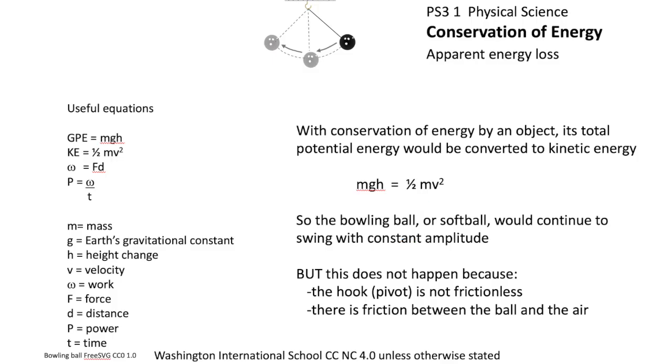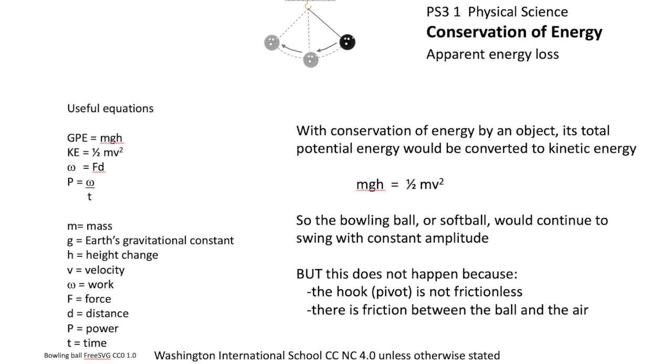And then let's look at some equations. The GPE, the kinetic energy, the work, omega, force times distance, and the power, omega over t. And with total conservation of energy, the object's potential energy would be converted totally into kinetic energy, and the bowling ball would continue to swing with constant amplitude. But this does not happen.